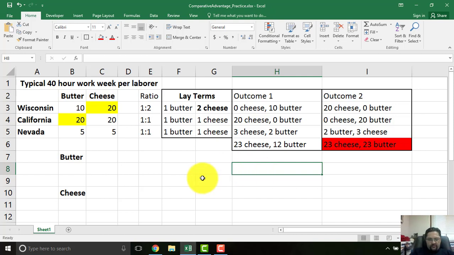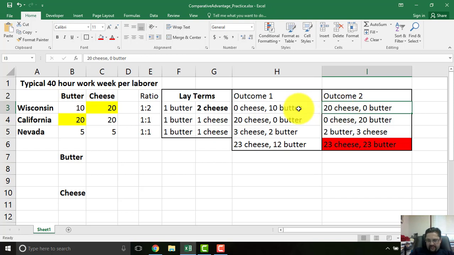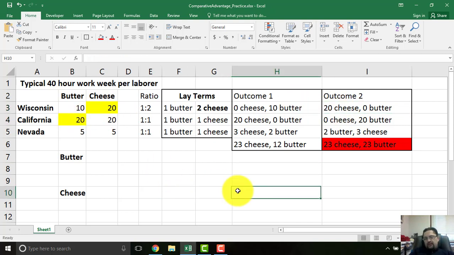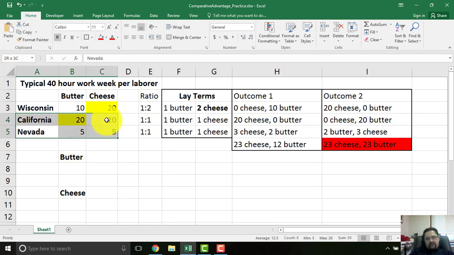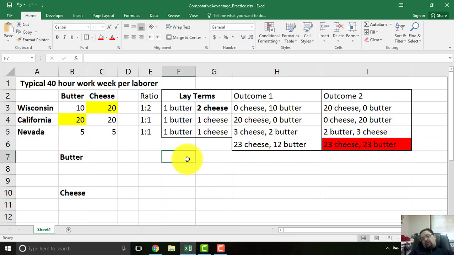So hopefully this is helpful. And I would ask you who has comparative advantage or who should produce the cheese. So obviously in this case, Wisconsin should produce it. California should produce the butter. And quite frankly, Nevada, do whatever you want. Whatever the market really wants more of, if anything, out there.